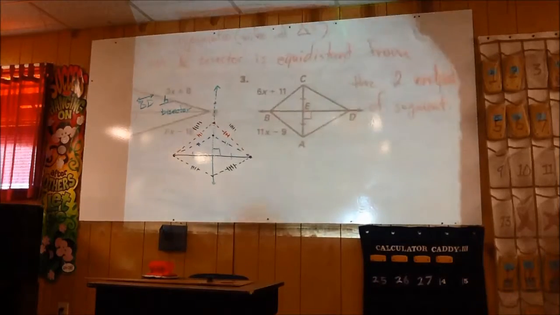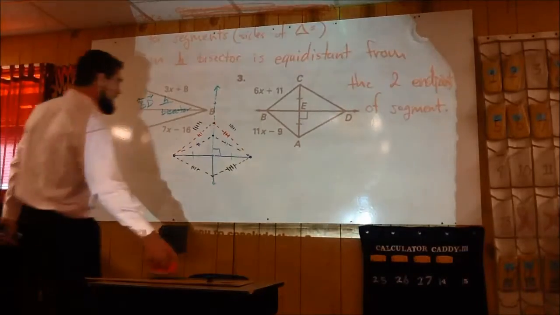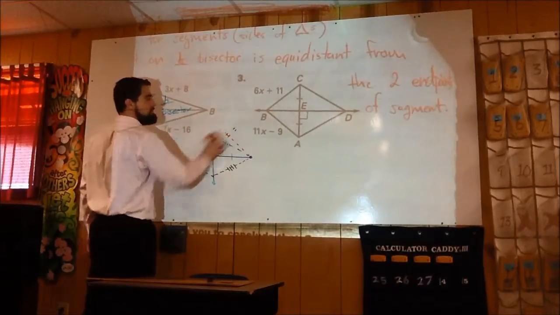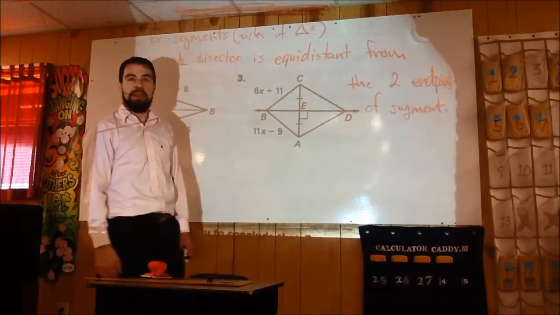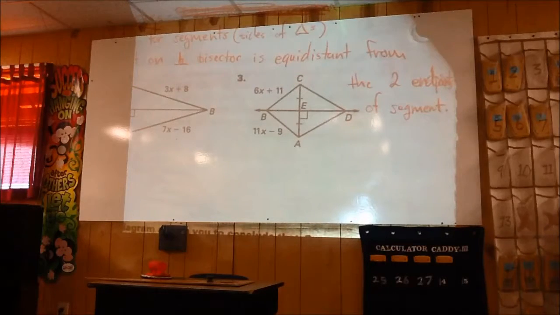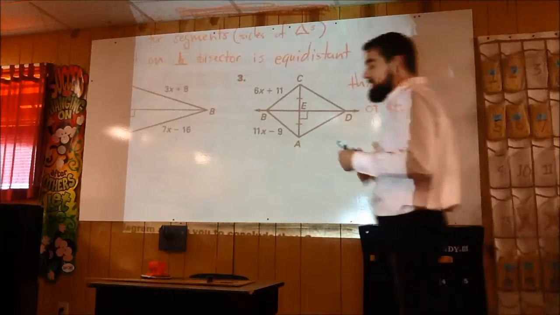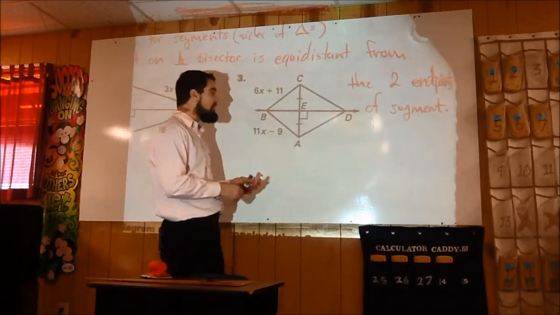If you look at the diagram for number 3, what segment is being bisected? Go ahead and raise your hand and tell the class. What segment is being bisected, being cut into two congruent parts? Caroline. Segment CA is the one that's being divided into two congruent parts, or split into two congruent parts.